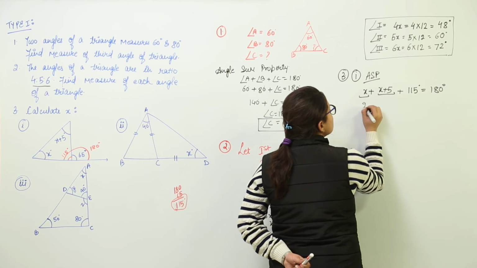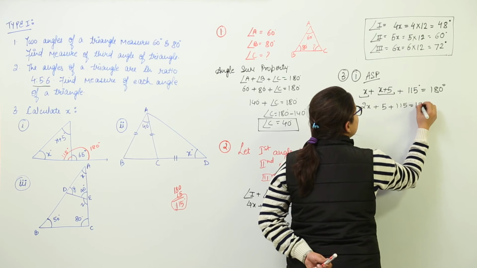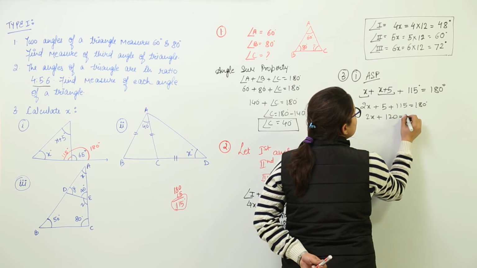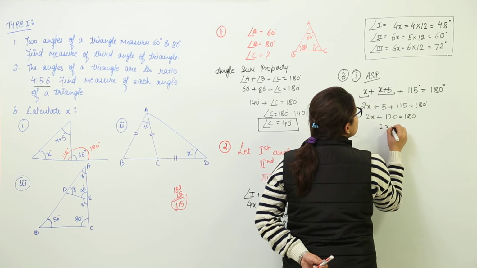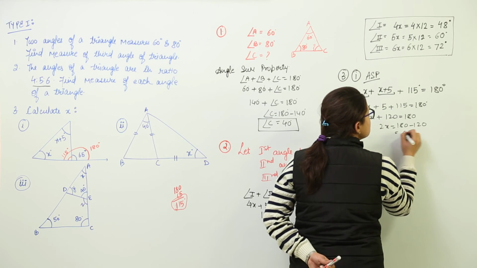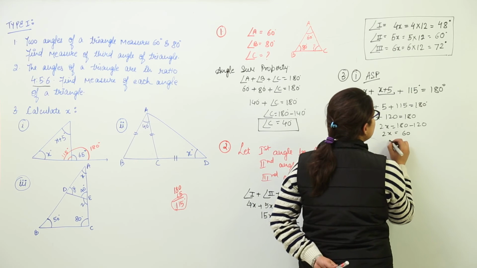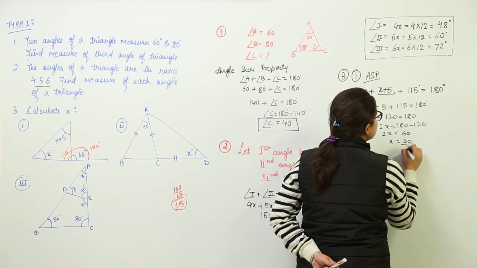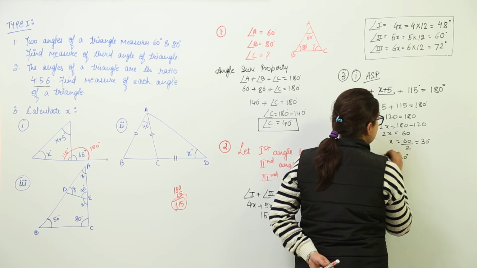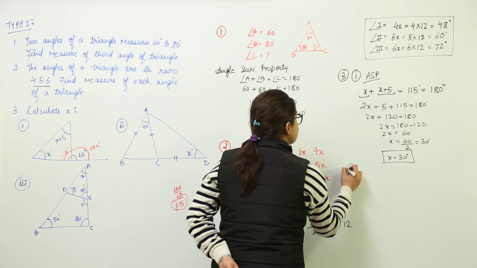So now you get 2x plus 5 plus 115 equal to 180, and 2x plus this becomes 120 equal to 180. You get 2x equal to 180 minus 120, giving you 60, and here 2x comes out to be 60 now. Next, x will be equal to 60 over 2, which is giving you 30. So you got the measurement of x to be 30 degrees in the first part, right? We'll do it in the second part now.